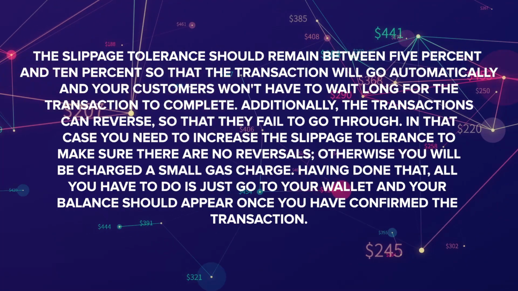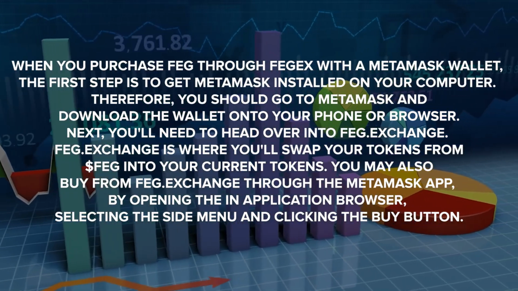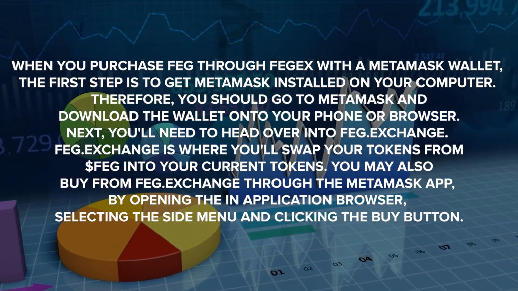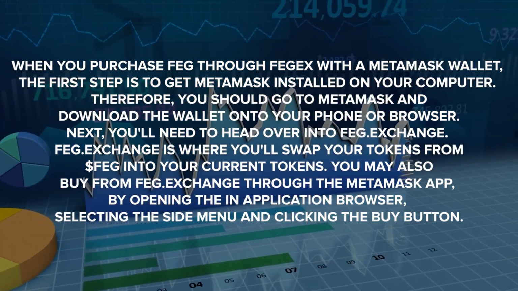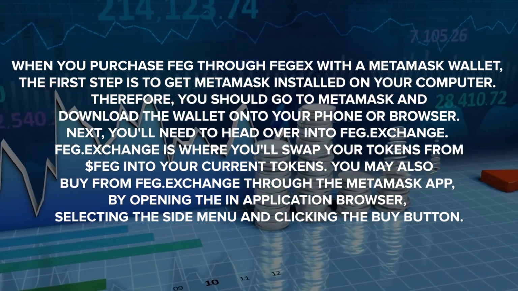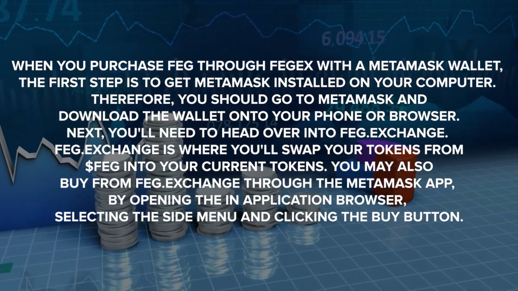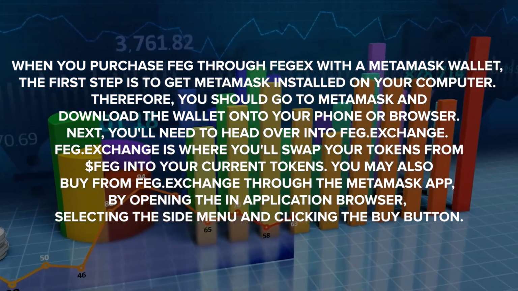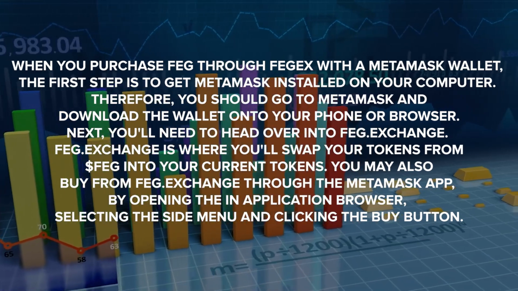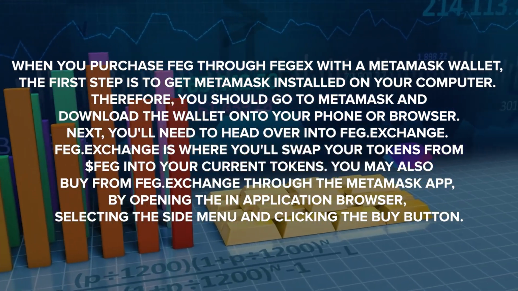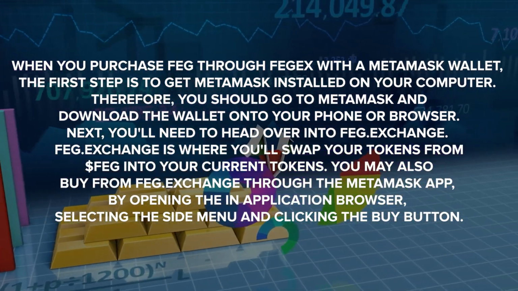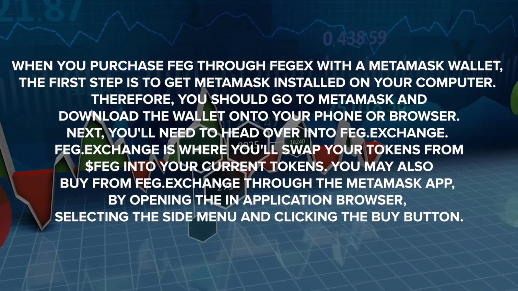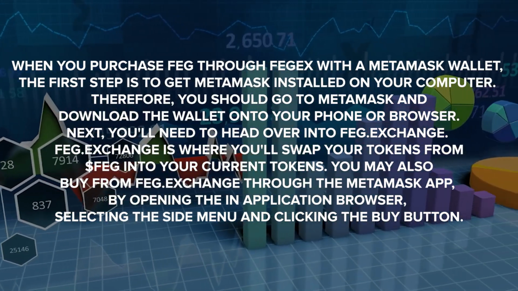When you purchase FEG through FEGX with a MetaMask wallet, the first step is to get MetaMask installed on your computer. Therefore, you should go to MetaMask and download the wallet onto your phone or browser. Next, you'll need to head over to FEG.exchange. FEG.exchange is where you'll swap your tokens from $FEG into your current tokens. You may also buy from FEG.exchange through the MetaMask app by opening in the application browser, selecting the side menu and clicking the Buy button.